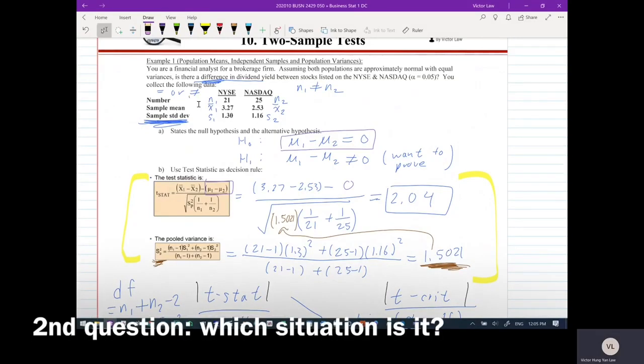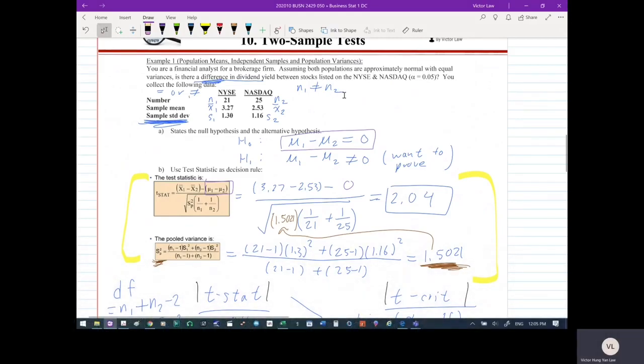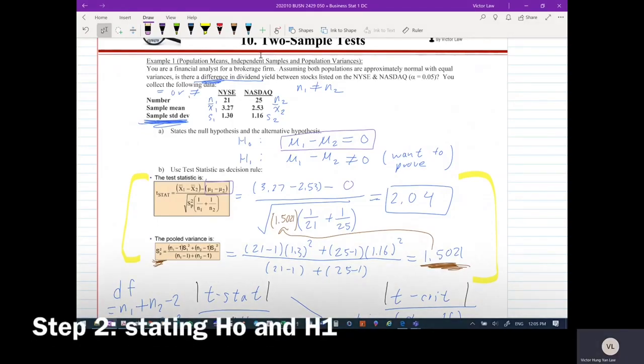The second question is which situation you're in. We know because our sample sizes are different, n1 does not equal n2, which means there are two independent samples. Once we know we're in an independent sample situation and dealing with two-tail testing, we go back to the formula sheet and identify what our H1 and H0 will be.